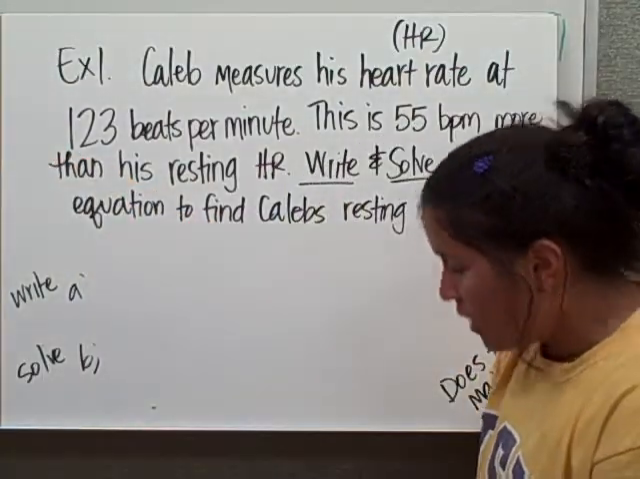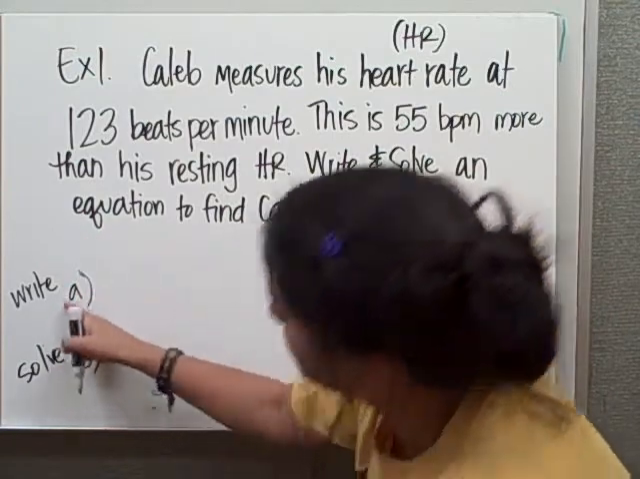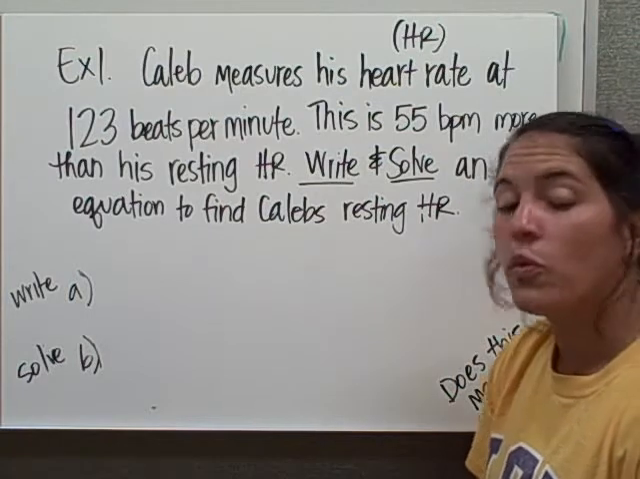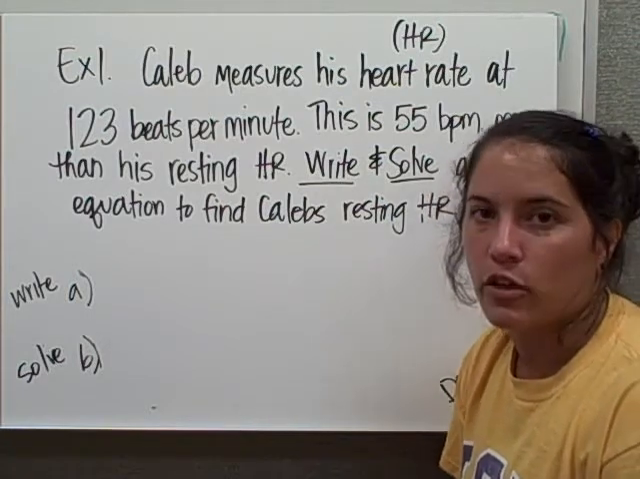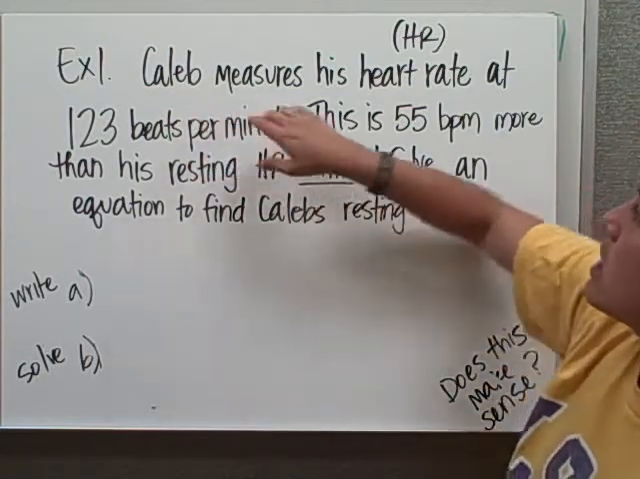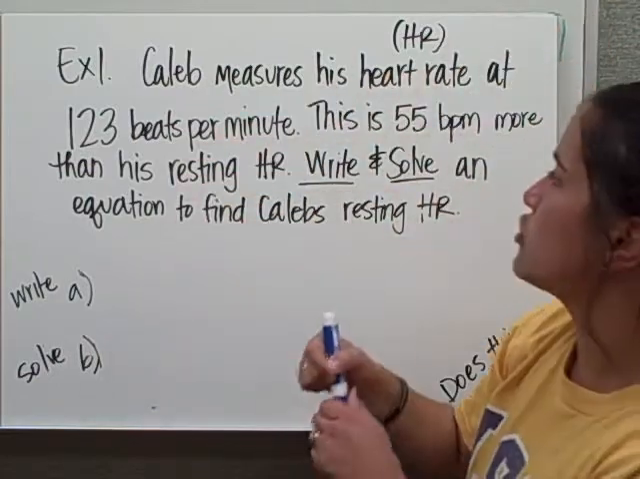All right. Whoops, some of my board got erased. That's okay. So notice there's two parts, an A write and a B solve. I'm going to go through these word problems with you, and then there are a couple that you're going to try on your own. So example 1, Caleb measures his heart rate, so I'm abbreviating it, HR, at 123 beats per minute.